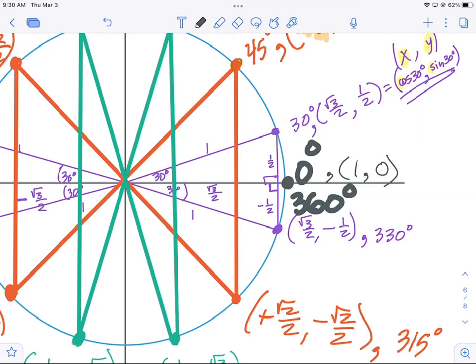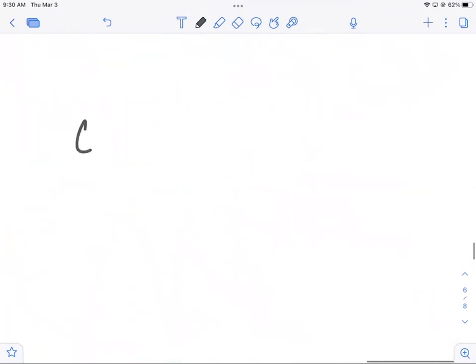Funnily enough. Okay, what would the sine of 0 degrees be? 0. What is the sine of 360 degrees? 0. What would the tangent of 0 degrees be? It's y over x. What's 0 divided by 1? 0. So what's tangent of 0 degrees? 0. What is tangent of 360 degrees? 0.